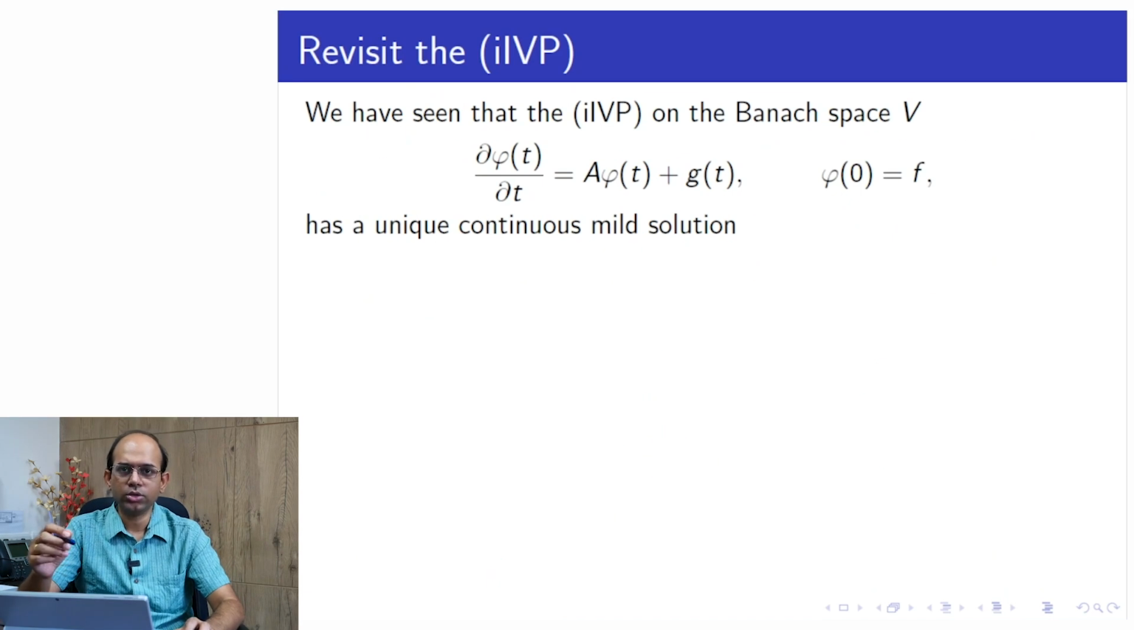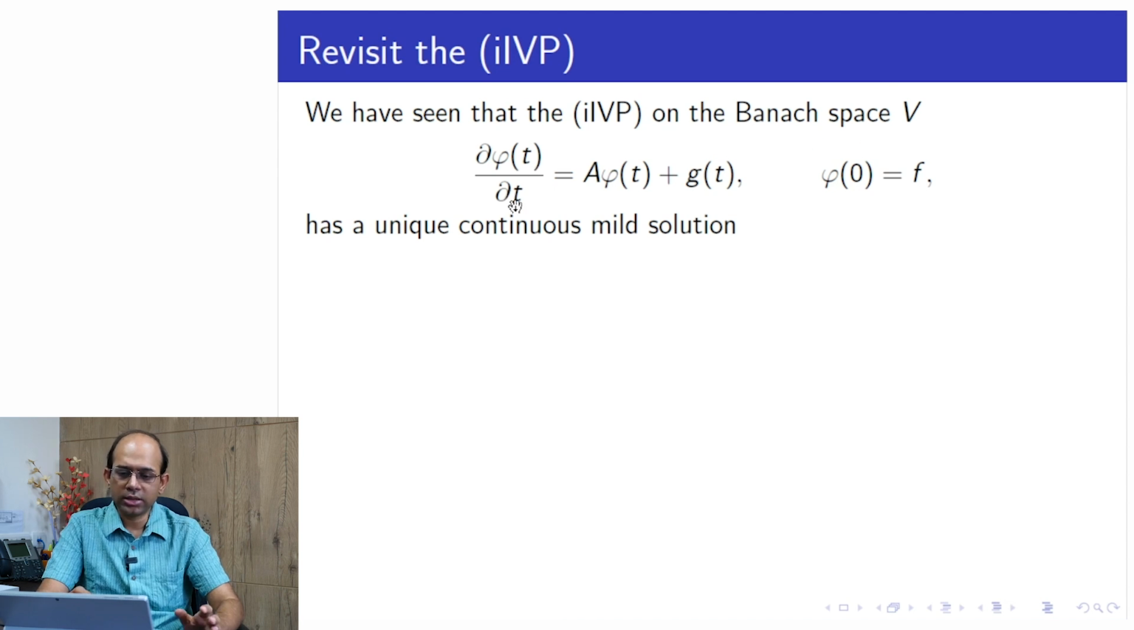Okay, so we continue. Revisit. We are revisiting the inhomogeneous initial value problem. We have seen the inhomogeneous initial value problem in the deterministic setting on the Banach space V. Here I am changing notations a little bit, to make both compatible and to compare these two things.